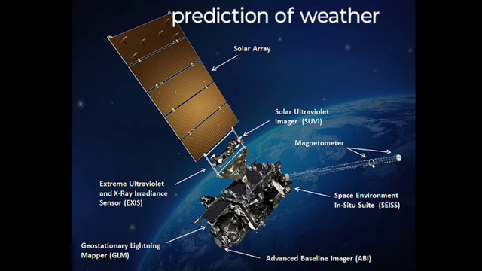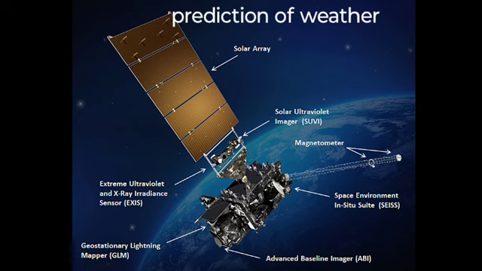Geostationary operational environmental satellites, GOES, orbit 35,800 kilometers above the Earth's equator at speeds equal to Earth's rotation, which maintain their positions relative to Earth. The GOES provide constant monitoring of various areas of the planet.